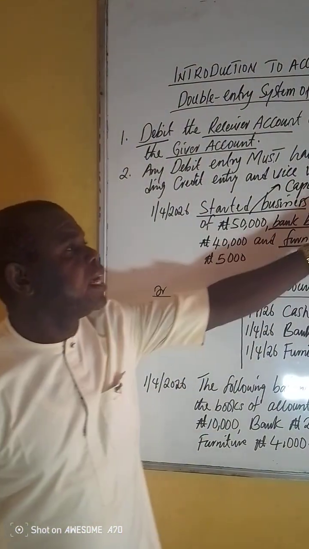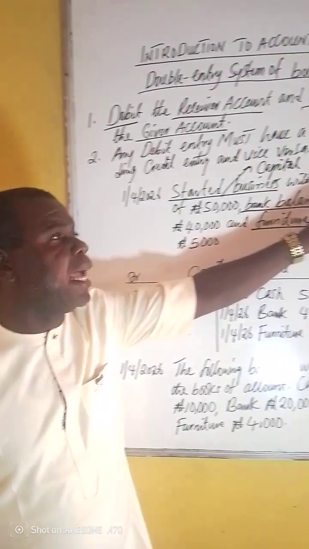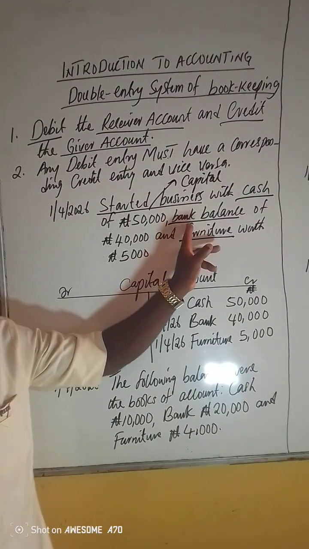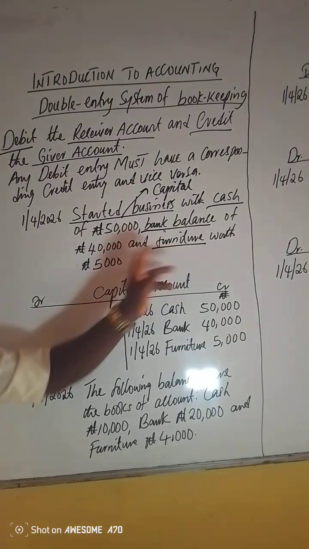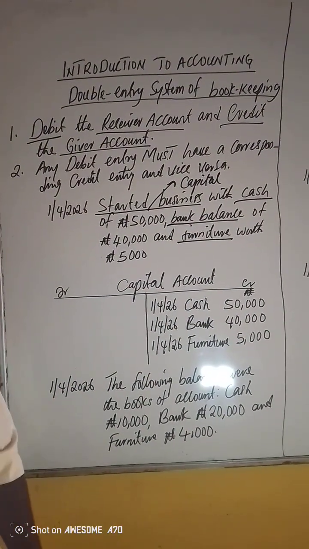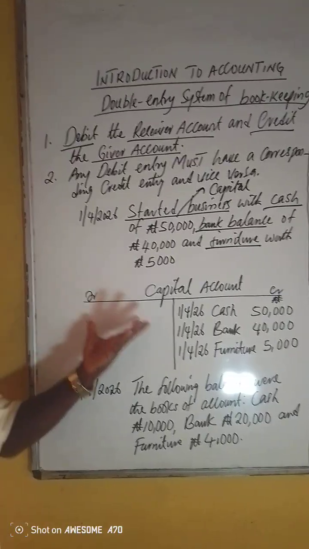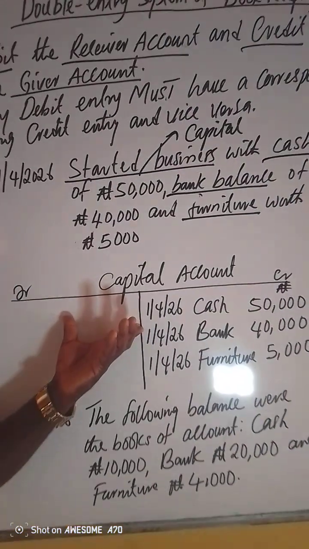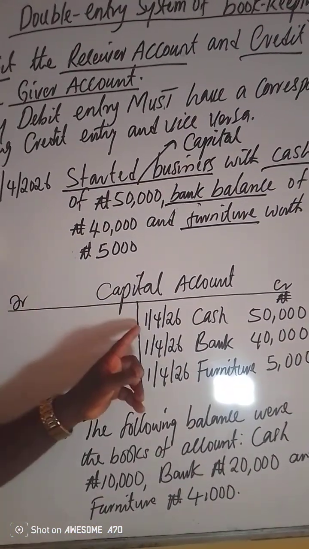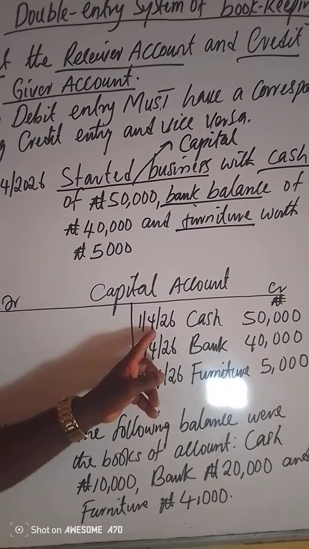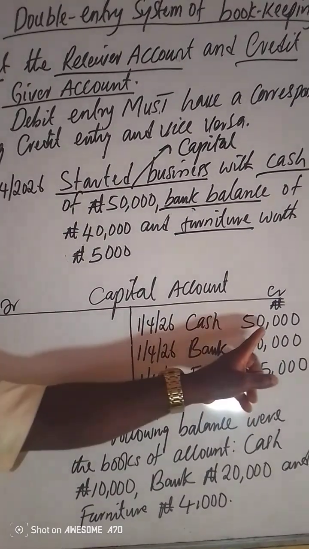So in this case, cash will be debited, bank will be debited as the receiver account, and furniture will also be debited as the receiver account. But the giver account we are saying is capital. Let's go to the capital account. In the capital account, as you can see, on the 1st of April, capital is giving cash into the business.